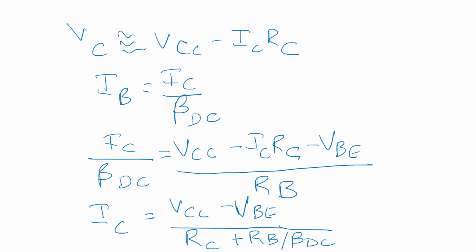Since the emitter is grounded, VCE will be equal to VC. Thereby, we get VCE equal to VCC minus ICRC. These are the equations with respect to base bias with collector feedback. Then we are moving into the fourth type of biasing.